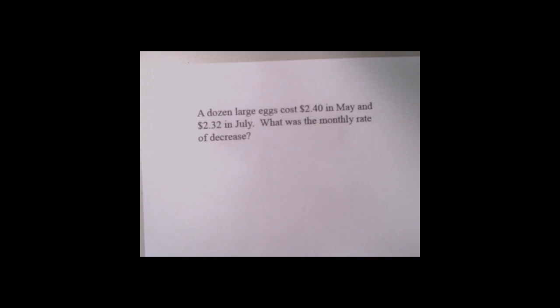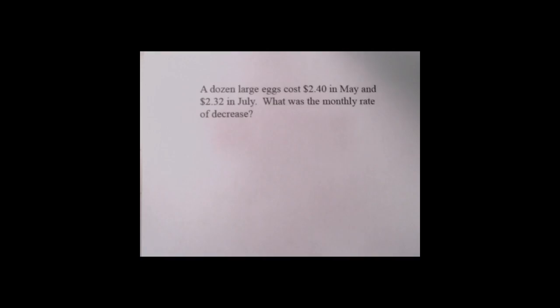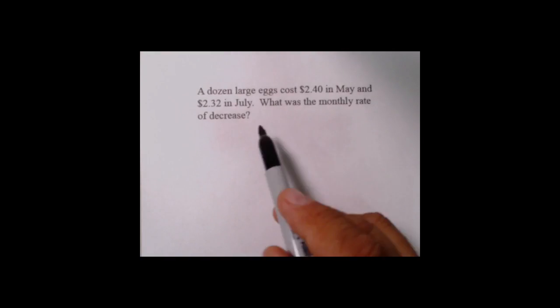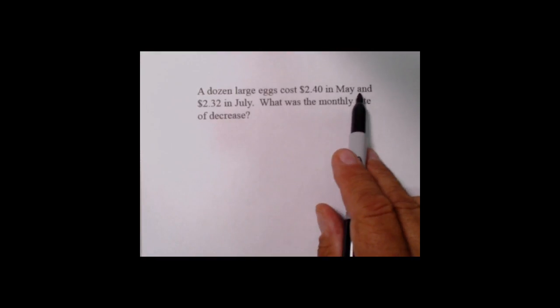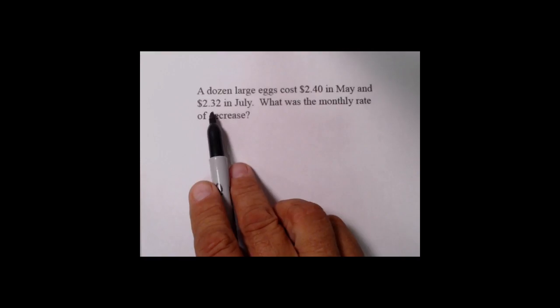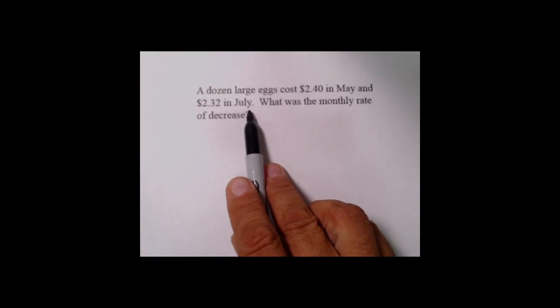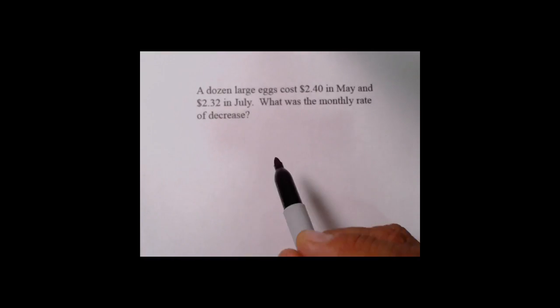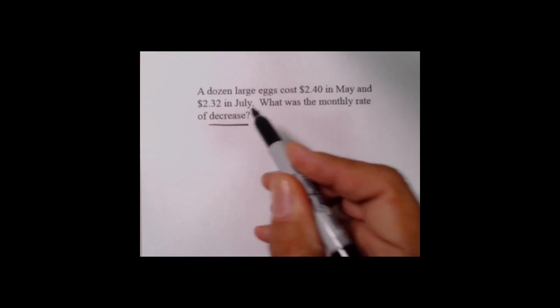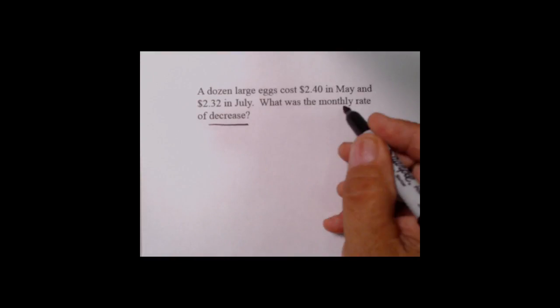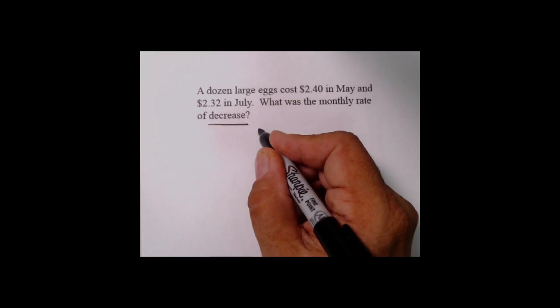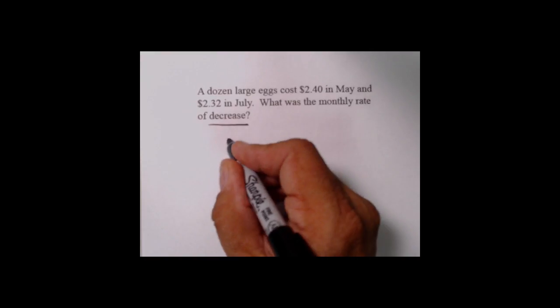Now, another thing that pops up here is increases and decreases. Let's look at this problem. A dozen large eggs cost $2.40 in May and $2.32 in July. Well, that's definitely a decrease. The price went from $2.40 to $2.32. Well, here's how we set something like that up. First thing we do is we calculate what is the decrease.